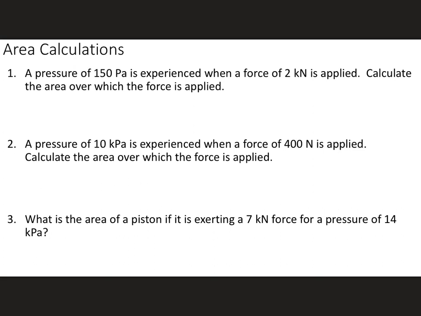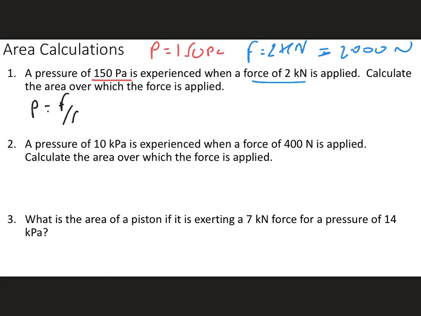So starting off with the first one, I've got a pressure of 150 pascals, so I'm going to put that here, P equals 150 Pa, and I get my force being here 2 kilonewtons. Now we need to times by 1,000, don't we? So 2 times 1,000 gives me 2,000 newtons. Okay, next step, I'm going to put these into the equation. Pressure equals force over area. So this time I get 150 equals 2,000 over A.